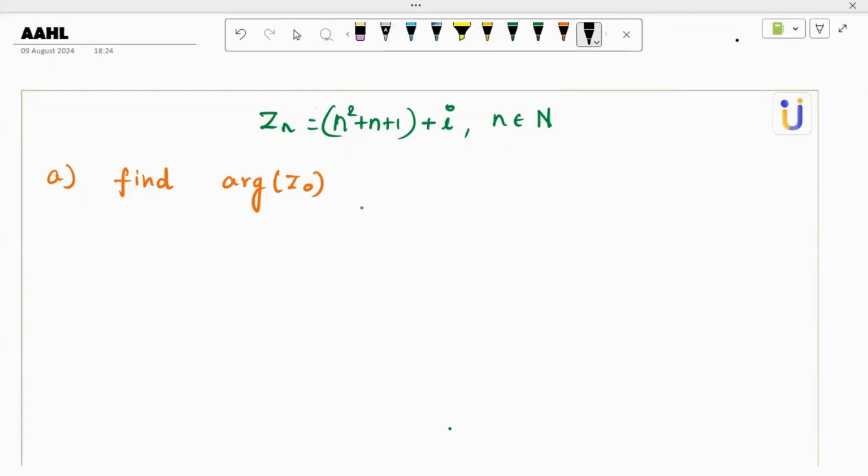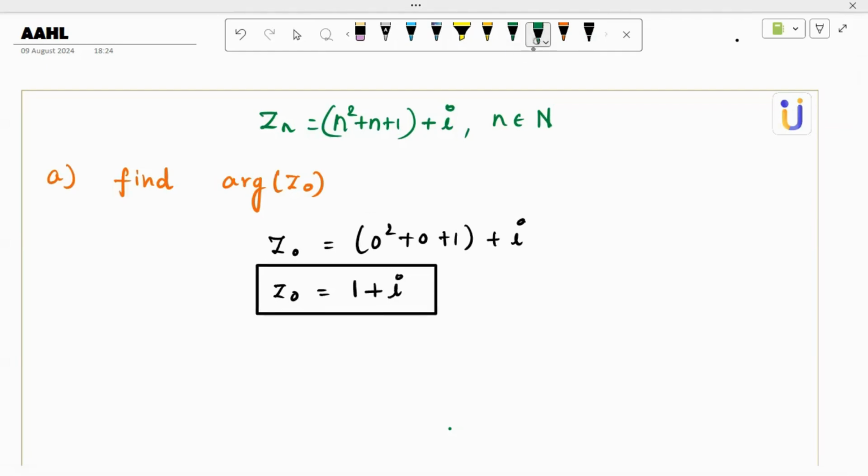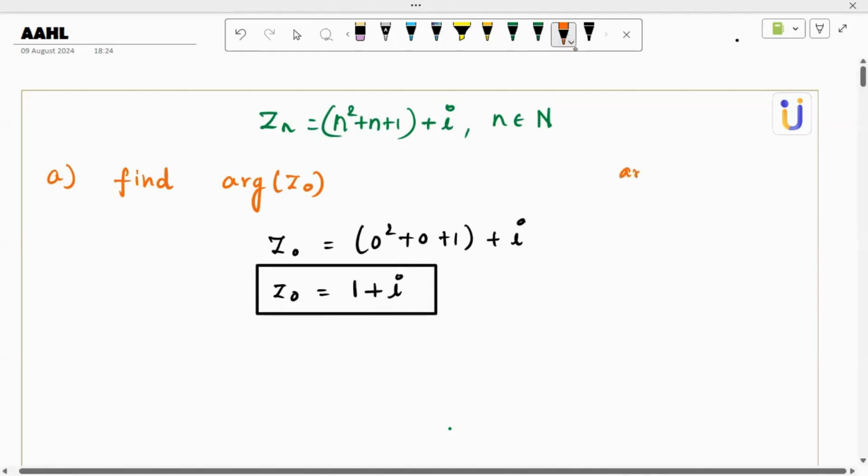Find argument of Z0. So when n is 0, which means here from 0 to positive integers, 0 to infinity. And arg Z0, it's very simple. First, you find what is Z0. It's 0 square plus 0 plus 1 plus i, which is going to be Z0 is 1 plus i. Argument of a complex number will take this form. Argument of a complex number a plus ib is tan inverse b by a.